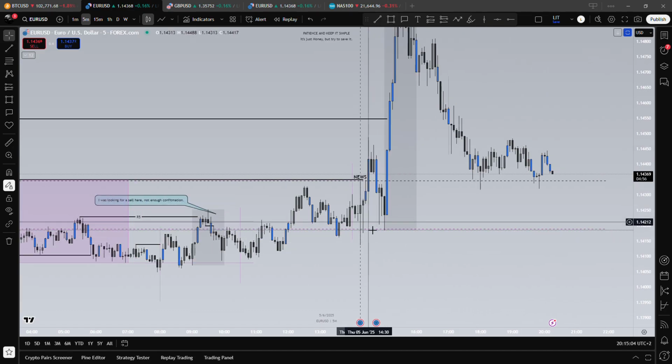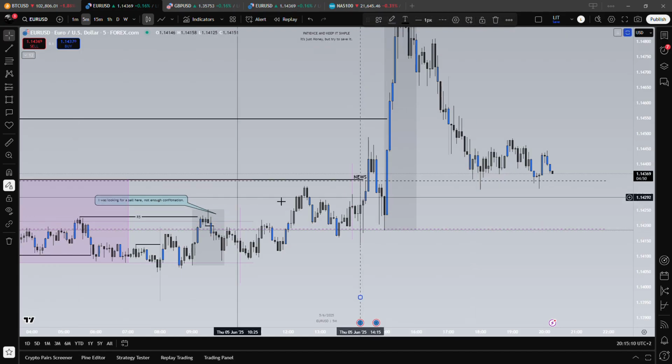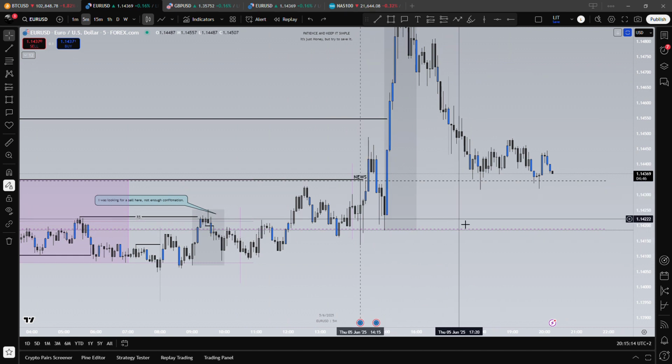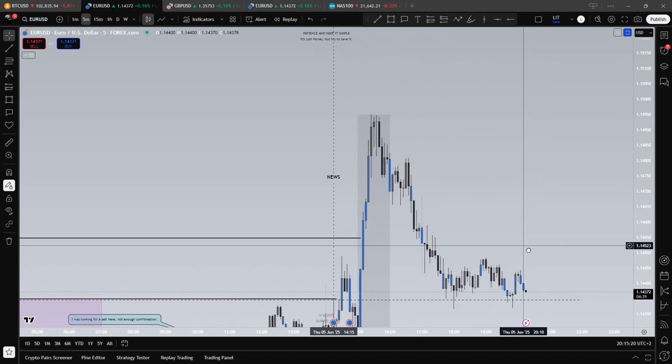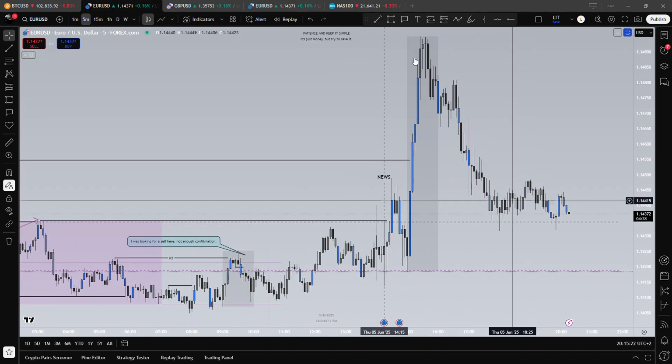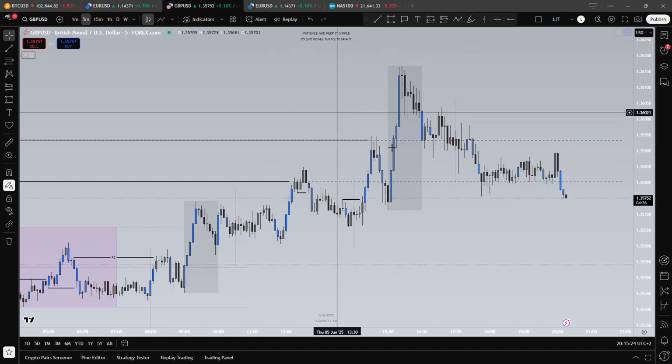And here with news we had a big week, or more or less a big week. And then it started going up. So here we would have looked for a sell but no break of structure.